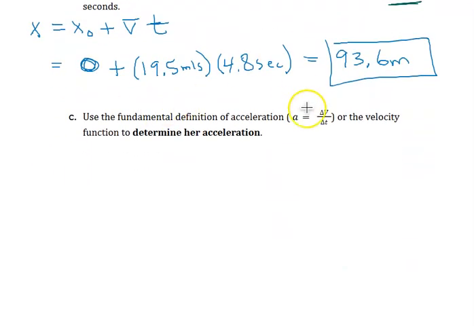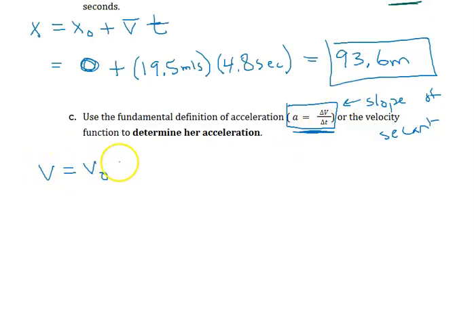Okay, and then the fundamental definition of acceleration is what we did already. This is just the slope of the secant, right? Delta V over delta T. And we have two speeds and we have two times. You could do that if you wanted to, or you could use the velocity function and solve for A. On the written answers, I did this. So just to give you variety, you can see that we can solve this for A.